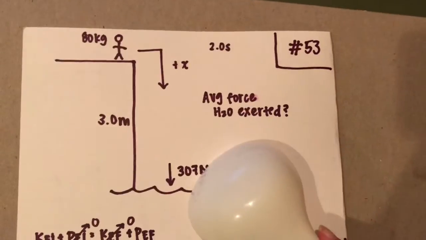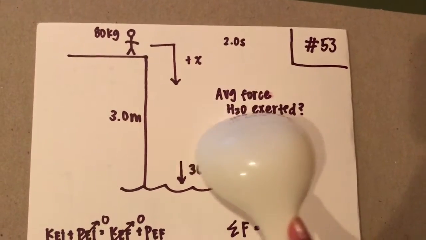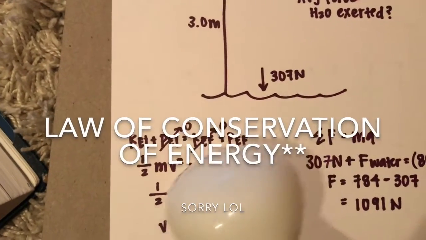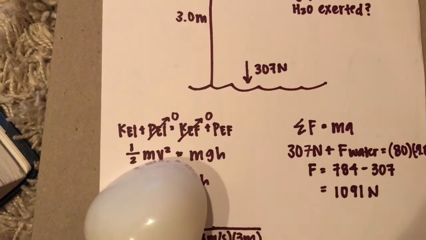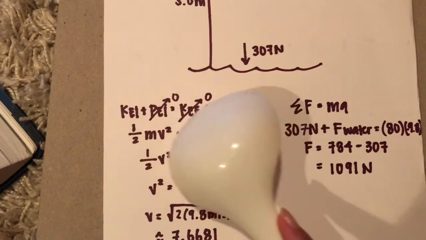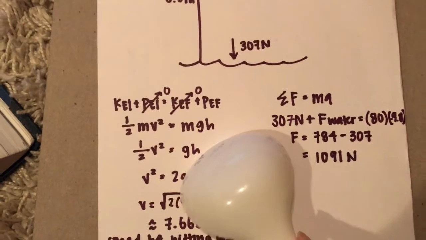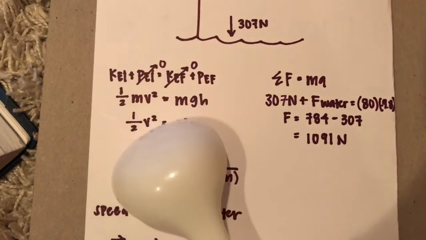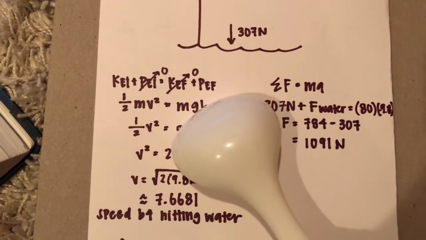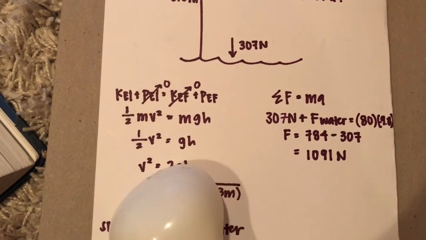So the first thing we're trying to find is the average force the water exerted on the man. First, using the sum of forces, you can simplify your equation to get 1/2 mv squared equals mgh. Since there's mass in both terms, we can get rid of it and simplify to 1/2 v squared equals gh. Here we're trying to find the man's speed right before he hits the water, so we're trying to isolate velocity.